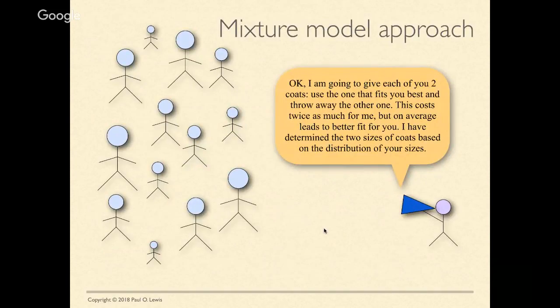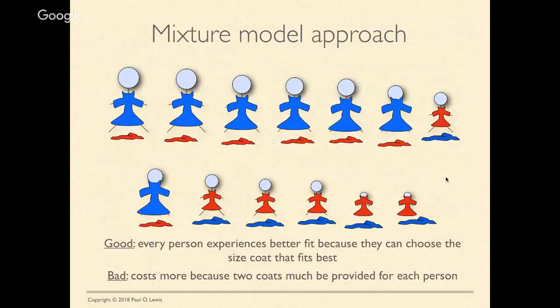So if our PI was buying lab coats for everyone and using a mixture model approach, then you would say, okay, I'm going to give you each 2 coats, use the one that fits the best and throw away the other one. This costs twice as much for me, but on average leads to better fit for you. So I've determined the 2 sizes of coats based on the distribution of your sizes. And so now the smallest person can choose to use the small coat and throw away the big coat, and the bigger people can choose to use the big coat and throw away the small coat. But the lab head had to buy 2 coats for every person, so this approach is more costly, but it ends up fitting better in the end, because each site, or person, can choose the coat, or basically the rate, that fits them best.